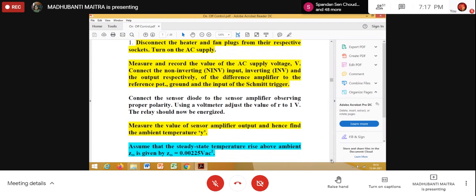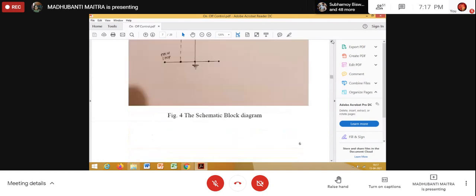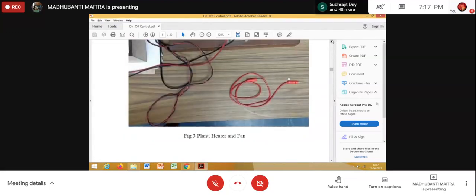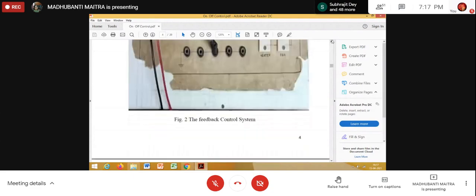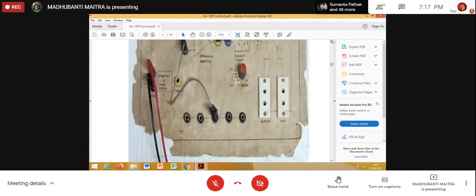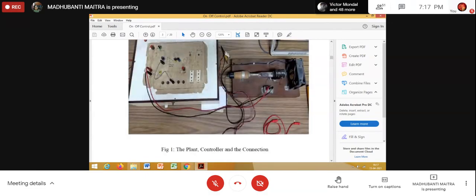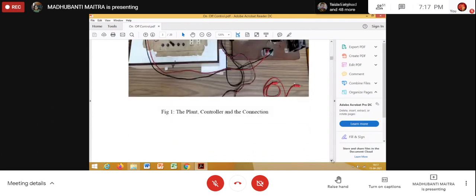Fine. Now connect the sensor diode to the sensor amplifier, observing proper polarity. These are the two terminals of the sensor diode, and we'll connect this to the input of the amplifier and level shifter block.